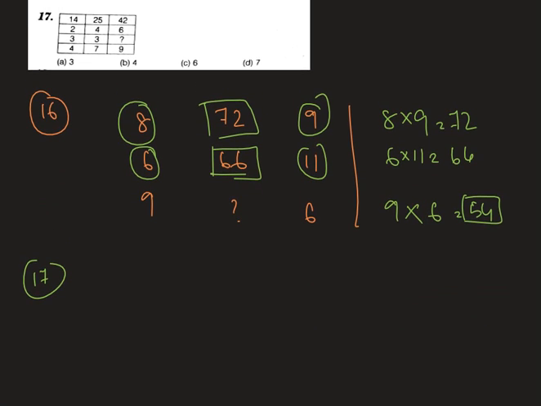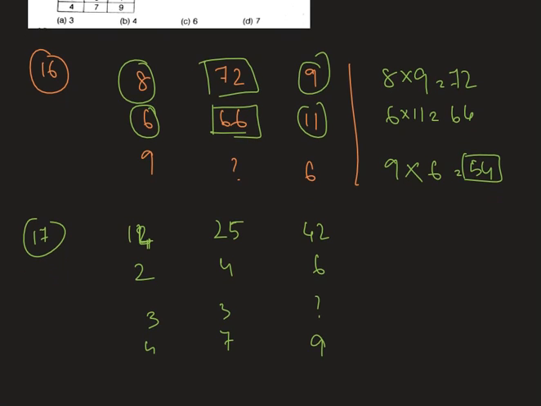Here we have a matrix with 4 rows and 3 columns, and the first element is 14, then 2, 3 and 4 in the first column. The first element in the second column is 25, then 4, 3 and 7 following, and in the last column we have 42, 6, the unknown number, and lastly 9.